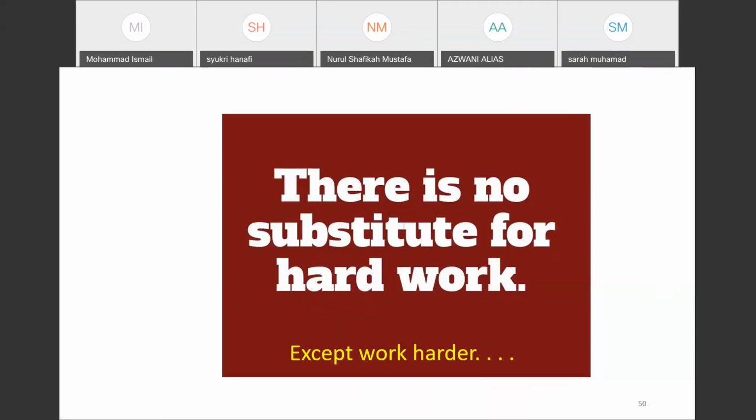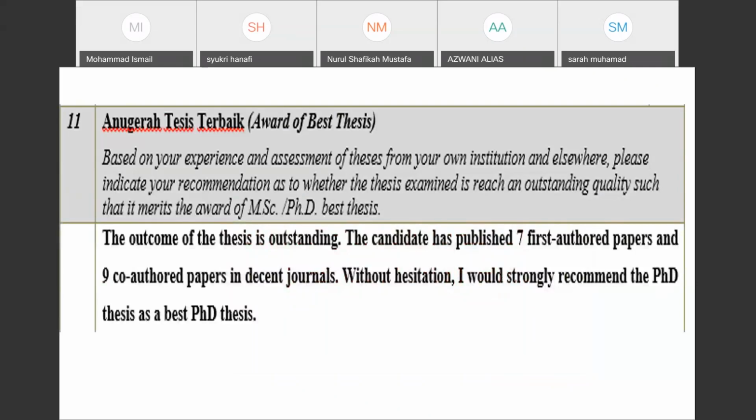So I would like to show, maybe you have already seen this slide many times. This is my student's report, my PhD student's thesis report from the examiner. The outcome of the thesis is outstanding. The candidate has published 7 first author papers and 9 co-author papers in this journal. Without hesitation, I strongly recommend the PhD thesis as the best PhD thesis.